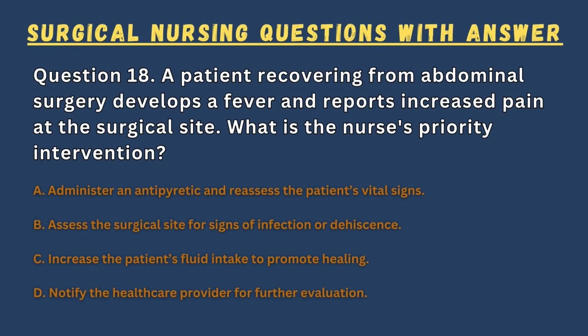Question 18. A patient recovering from abdominal surgery develops a fever and reports increased pain at the surgical site. What is the nurse's priority intervention? A. Administer an antipyretic and reassess the patient's vital signs. B. Assess the surgical site for signs of infection or dehiscence. C. Increase the patient's fluid intake to promote healing. D. Notify the healthcare provider for further evaluation.